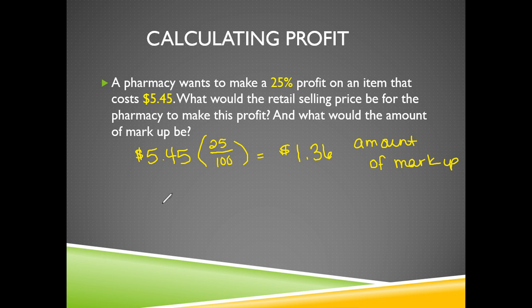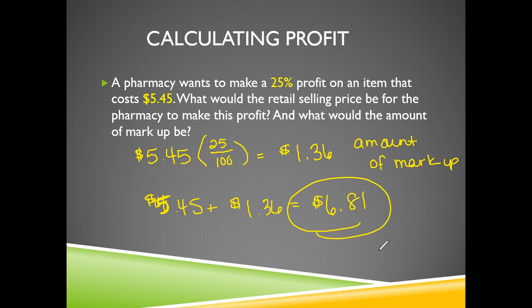Now to get the cost, I'm going to take my AWP and I'm going to add the amount of my markup, and that's going to equal my selling price. So I get $6.81 would be my selling price for this particular product.